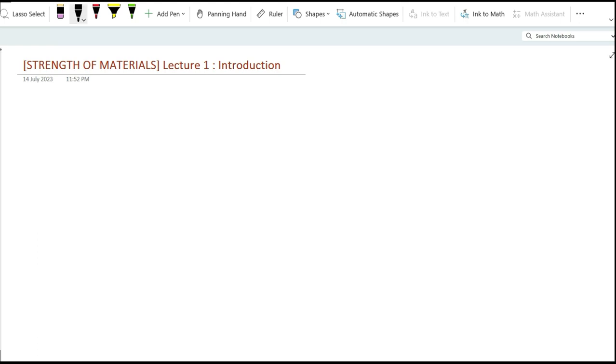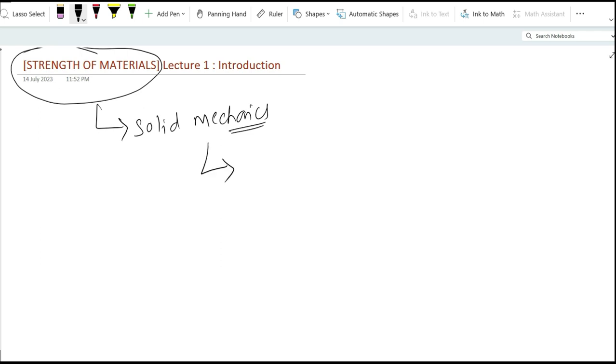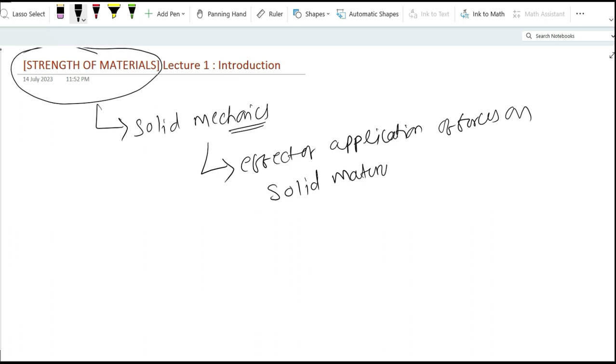Very first, this strength of material subject is a part of solid mechanics, where in solid mechanics we study the effect of application of forces on solid material at rest or at motion.